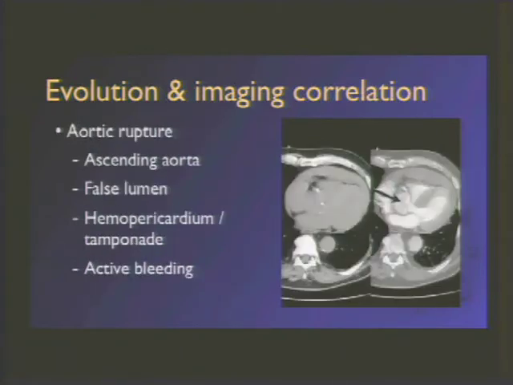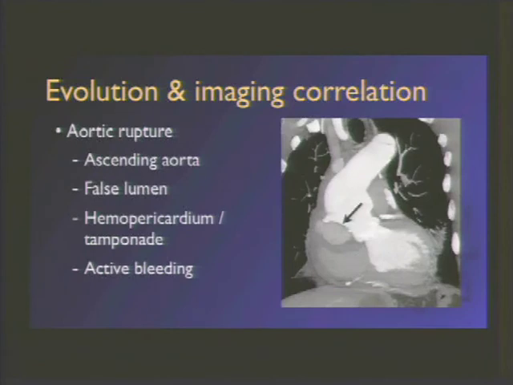Aortic rupture, occasionally you're going to see it. It's more common in the ascending aorta. Obviously, the rupture occurs at the level of the false lumen, and you're going to be dealing with hemopericardium and tamponade physiology. Very occasionally, you're going to see cases of active bleeding. This is a case of ascending aortic dissection with a hyperdense pericardial effusion consistent with a hemopericardium in a patient with tamponade physiology, and this is one of those unusual cases where you're going to see active bleeding.